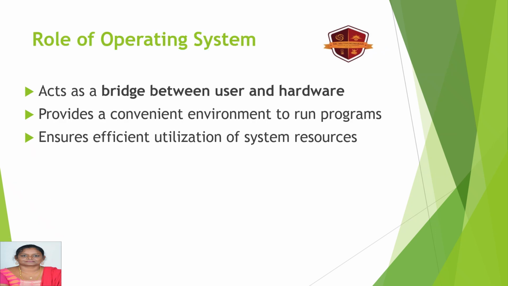Role of operating system. The operating system plays a vital role in managing computer resources and providing a smooth user experience. It manages CPU, memory, storage and devices. It controls execution of programs. It provides security and access control. It acts as a link between user and hardware. A real-time example is a school principal managing teachers, students and classes. The OS also manages programs and hardware.